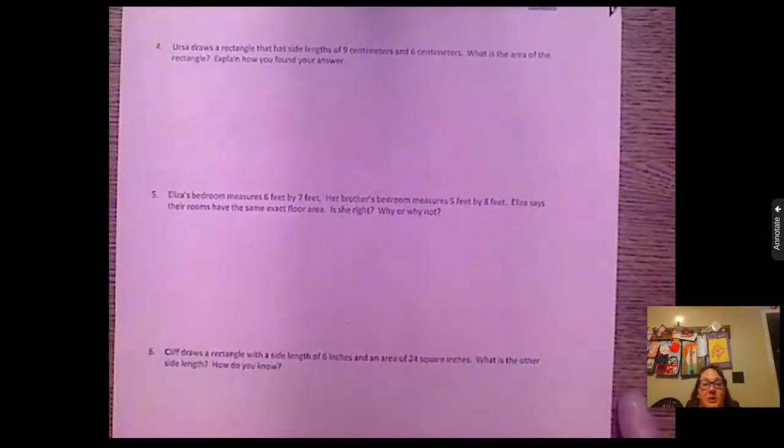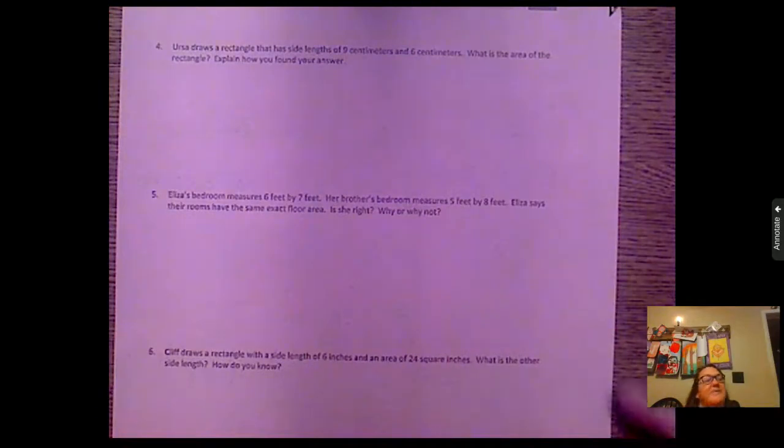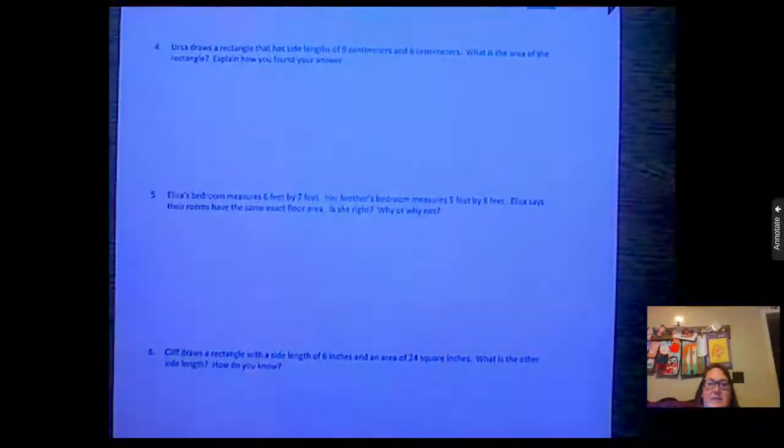All righty. On the back, number 4, Ursa. That's a different name. Pretty cool, though. Put your finger, your pencil on Ursa. Okay. Ursa draws a rectangle that has side lengths of 9 centimeters and 6 centimeters. What is the area of the rectangle? Explain how you found your answer.